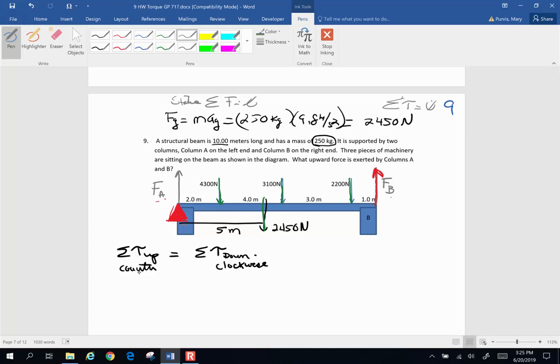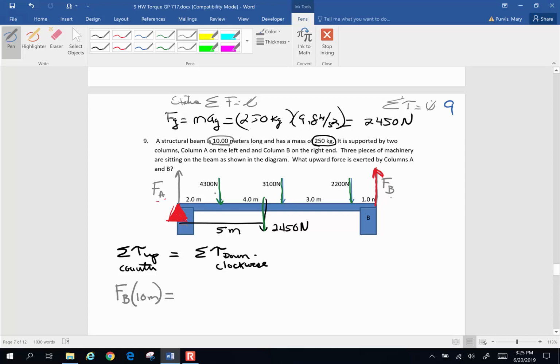So here goes. My torque up is going to be the normal force from column B, times the lever arm. Well, what's the lever arm? The entire beam, we're told, is 10 meters long. So times 10 meters. That is going to be equal to each one of these torques on the beam. So I'm going to start going from left to right. Force of A is through the pivot, does not cause a torque.